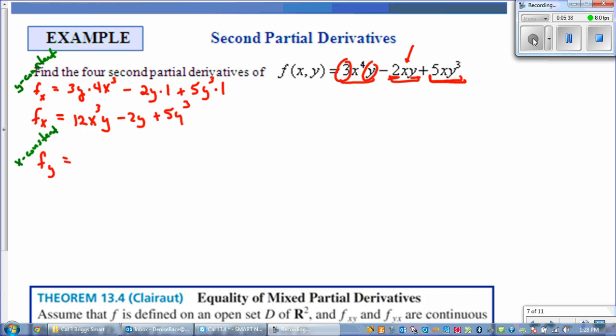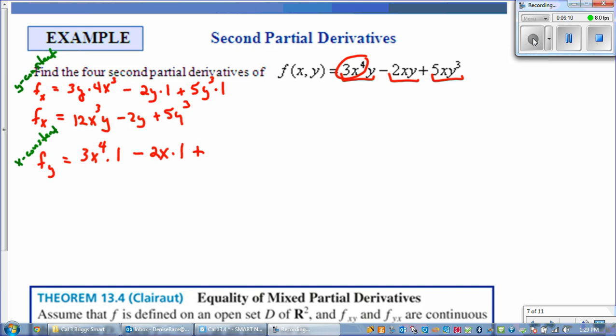Again, we start with our sum rule. So we'll be taking the derivative of these three terms separately and adding or subtracting them. The derivative of 3x to the fourth y, if x is a constant, this whole thing is a constant. So the constant times the derivative of the y, which is 1. Minus, now the x is constant, so minus 2x is all constant, and times the derivative of the y, which again is 1.